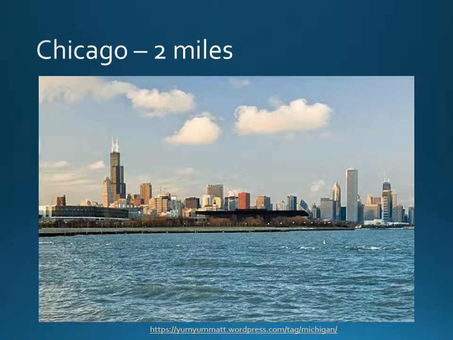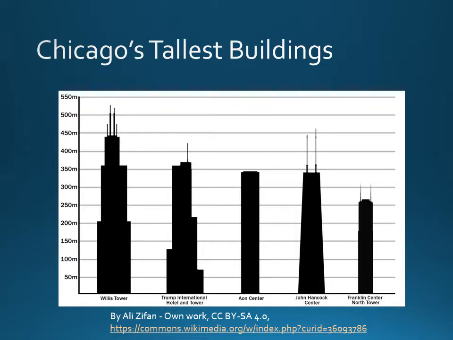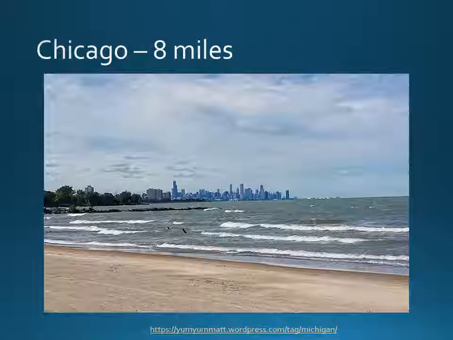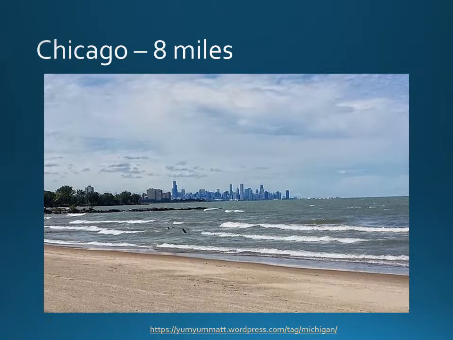This is a picture of the Chicago skyline from a distance of 2 miles. The ground and bases of the buildings are clearly visible. It is within the 3-mile distance. These are the tallest buildings in Chicago for reference. Here is Chicago from 8 miles.